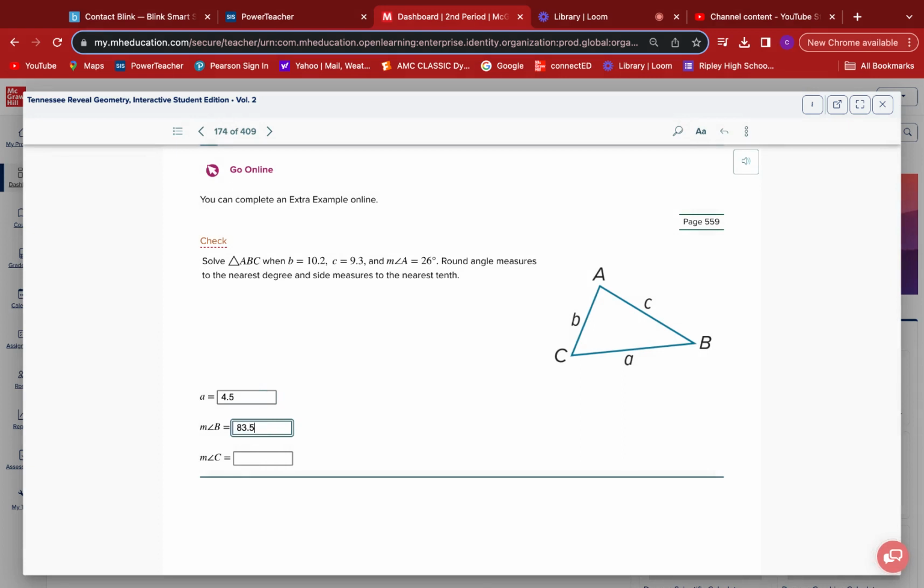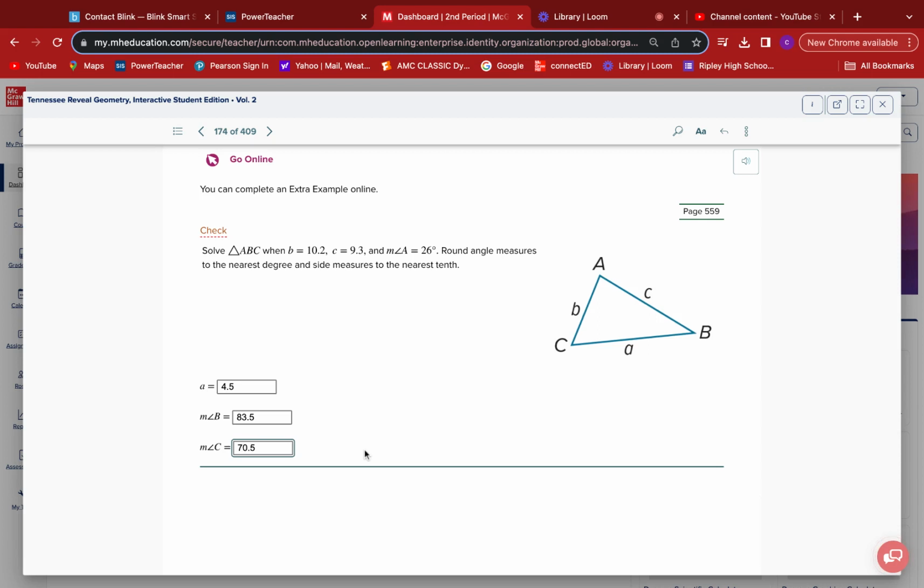All right, well, now that I have two angles of this triangle, angle A is 26, angle B is 83.5, I'm going to subtract those from 180 to get angle C. So 180 minus 26 minus 83.5, 70.5. There's angle C. All right, fantastic. Looks like I'm done with the check.